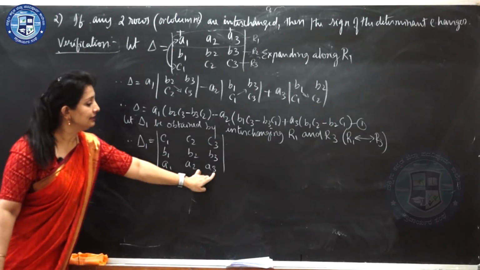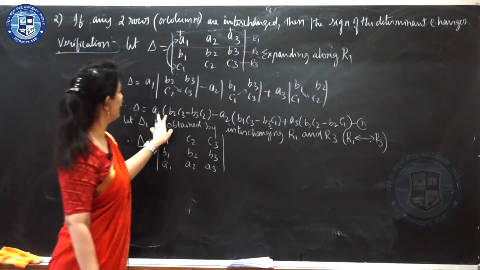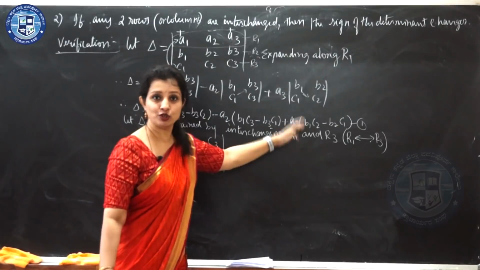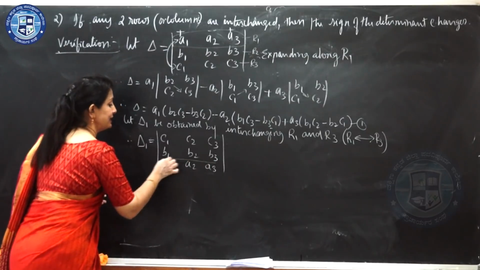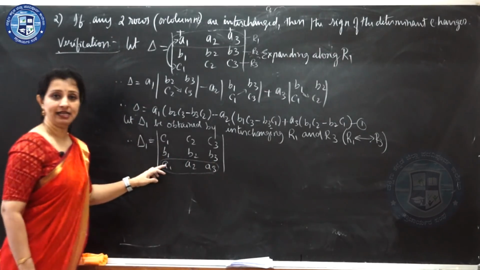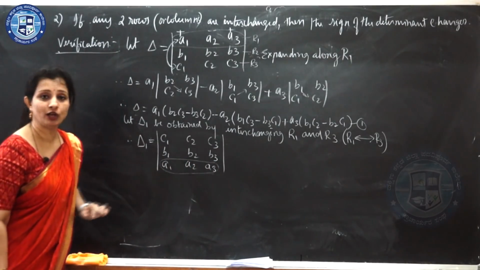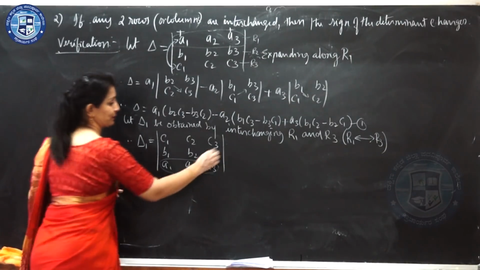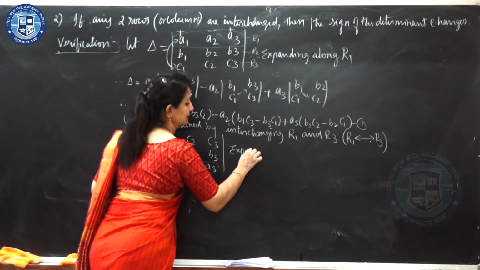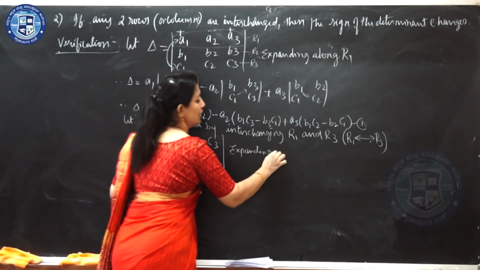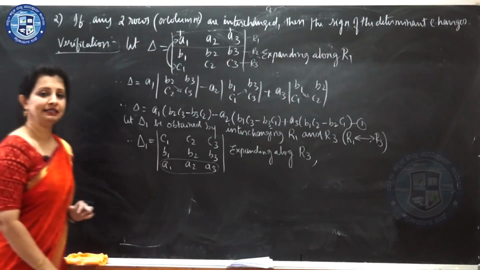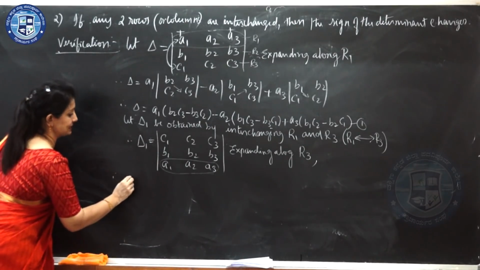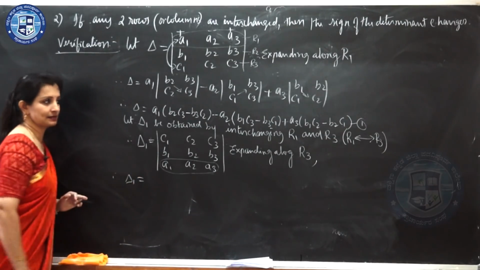Now, we will expand it along the third row, students, because you have to get A1, A2, A3 outside to compare it with the first equation. We need to get A1, A2, A3 first. So expanding along the third row, R3, what do we get? Delta 1 equals.